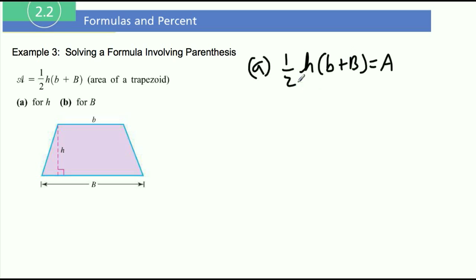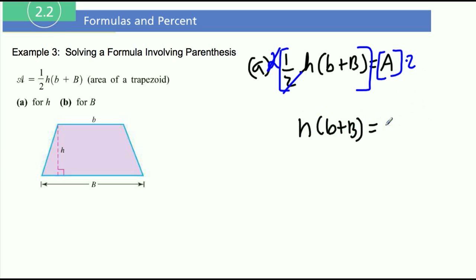So first of all, what I want to do is get rid of my fraction right here, and I'm going to multiply both sides by 2. So I'm going to multiply the left and right side of the equation by 2. And notice what happens. A half times 2, those just cross out, and I'm left with just h times b plus B equals 2A. If you ever have a fraction when you're trying to solve for a particular variable, you want to first get rid of the fraction, and usually that just entails multiplying by the reciprocal. So that's why I first multiply by 2.